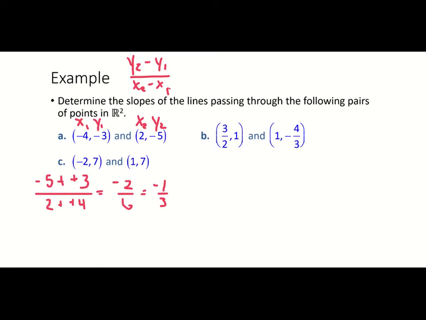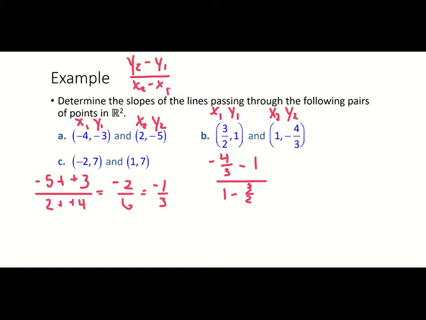All right, let's look at B. This one's everybody's favorite, I know, because it has fractions. I know you guys are missing out on all your fractions every day, so we'll make sure we add some in for you. Okay, so let's see here. We're going to do y2, which is -4/3, minus 1, over 1 minus 3/2.